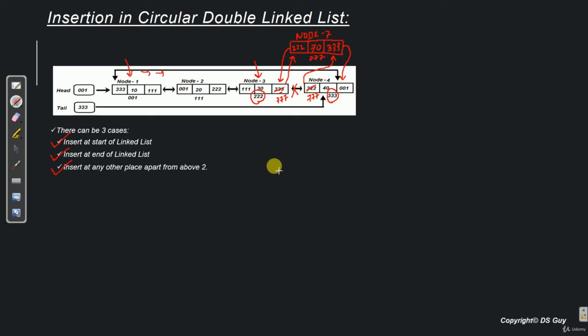So I hope you have understood how to insert a node anywhere in a circular doubly linked list. With this, we end this video. In the next video, let's see what the algorithm of this operation looks like.